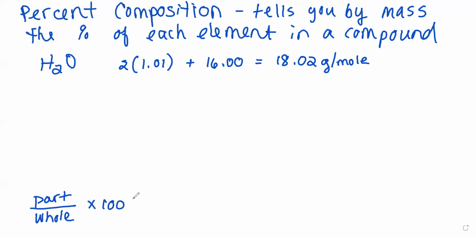Since we have it written this way, it's really easy. We're simply going to take the part that's hydrogen and put it over our total, which is 18.02. And then we're going to take the part that's oxygen and put it over the total, 18.02. Now, because these are percentages, you need to make sure that you take your answer times 100. All right, so I'm going to go ahead and grab my calculator. For the first one, I'm going to do 2 times 1.01, enter, and then divided by 18.02, enter, and then times 100.